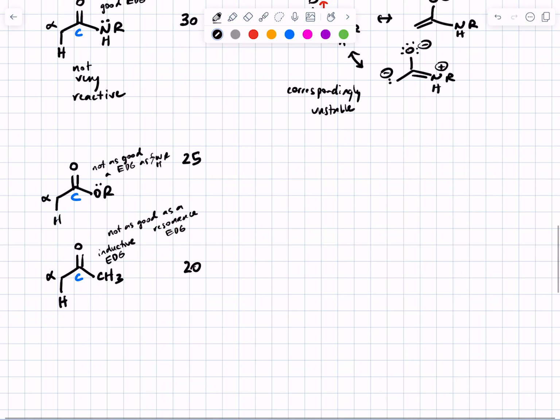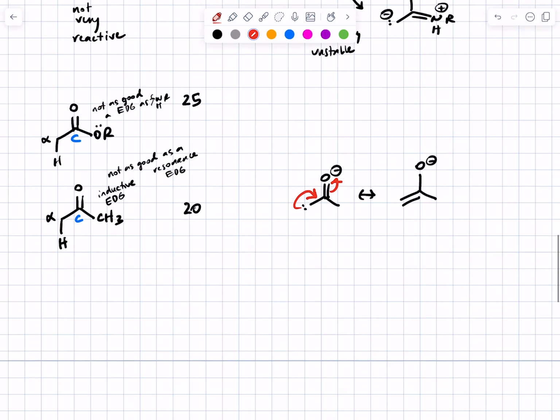And again, the rationale for that is that if the carbonyl carbon is more electron poor, that makes this kind of resonance stabilization even better, because this resonance stabilization involves donating electron density into the carbonyl carbon. All right, so you've got that order: amides, esters, ketones.